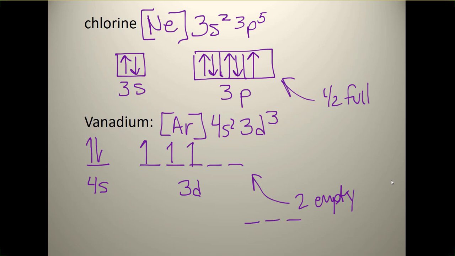1, 2, 3, 4, 5, 6, 7. So that would be like your 4f, if you ever had to draw that. And then again, you put your electrons in as up arrows one at a time. Now, what do these arrows mean? If it's an up arrow, this means that it is an up spin. And if it's a down arrow, then it's called a down spin.